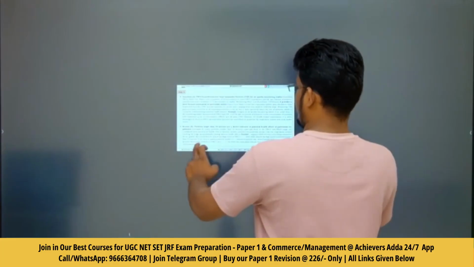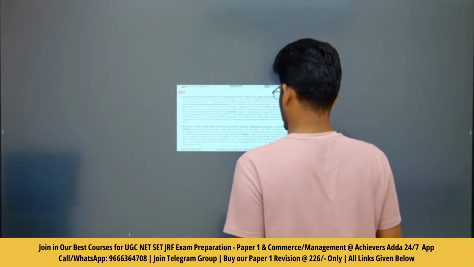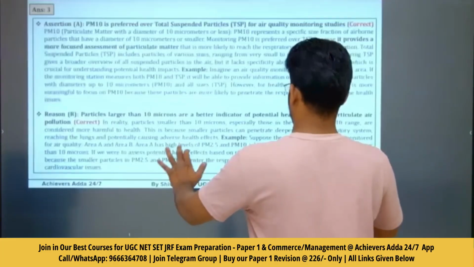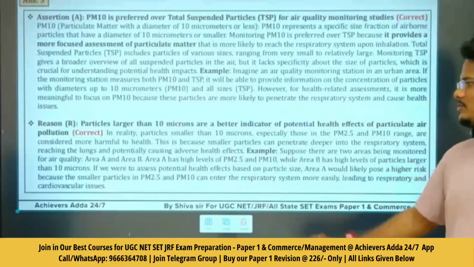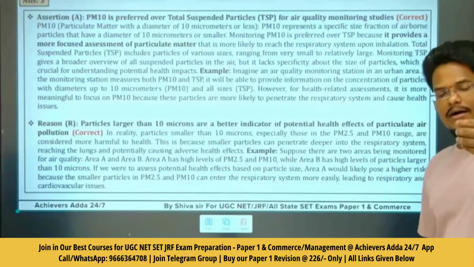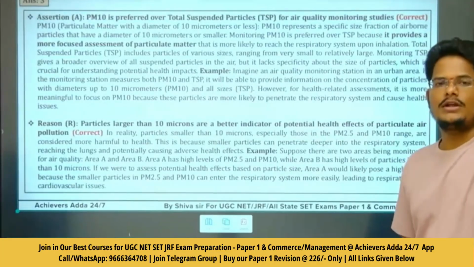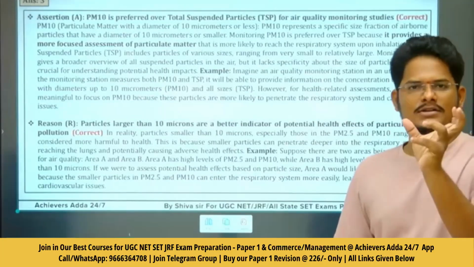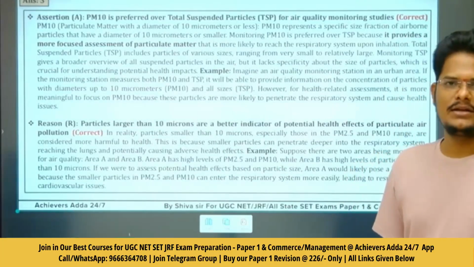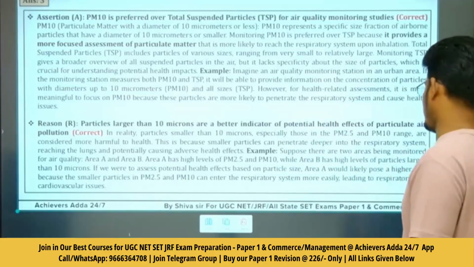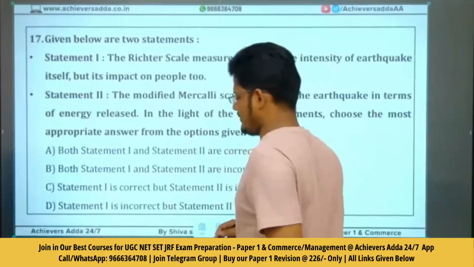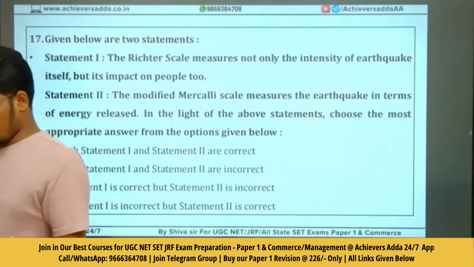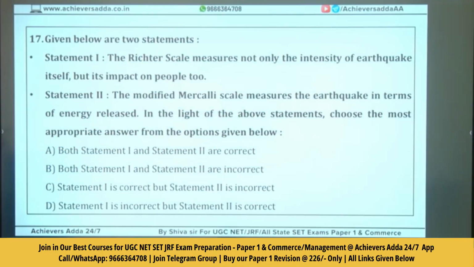PM 2.5 and PM 10 are the range considered to be more harmful to health. The smaller, the more harmful. The larger, the less harmful because it will be visible. These two are not visible much. We can avoid it when it is visible. When it is not visible, we will not even get to know where the pollutant is.